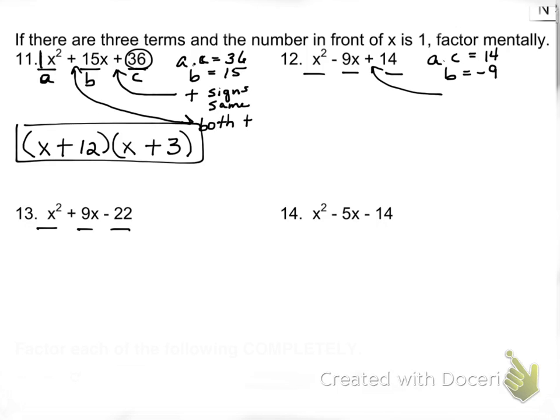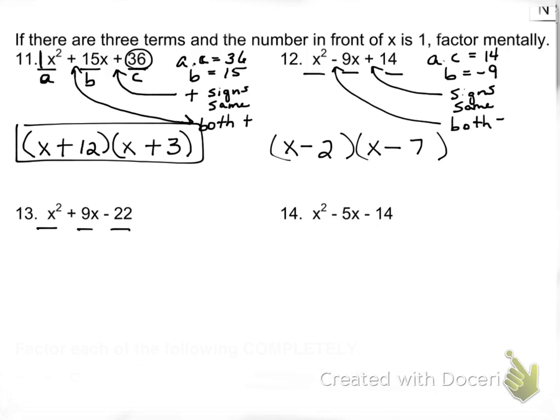Here, that positive says the signs are the same. But now we have a negative in this first spot here, so that says they're both negative. Okay, so we put our two factors. We have x and x, because that's how we get x squared, and minus and minus. Now we find our two numbers that multiply to be 14 and add to be 9. Well, we have 14 and 1, that's not it. 7 times 2 is 14, 7 plus 2 is 9. So that's our two numbers, 2 and 7.